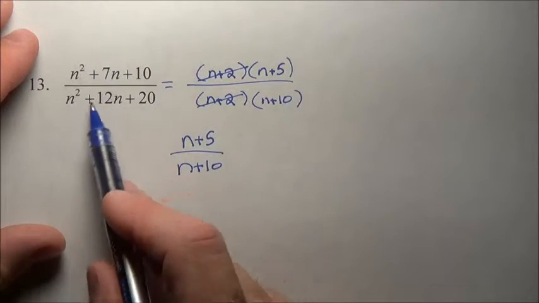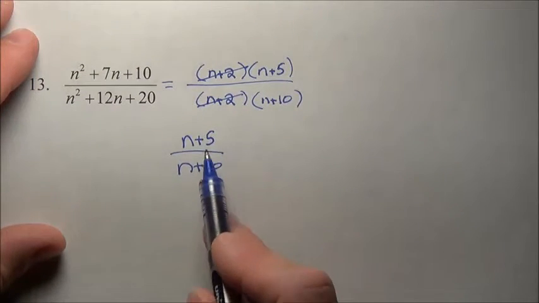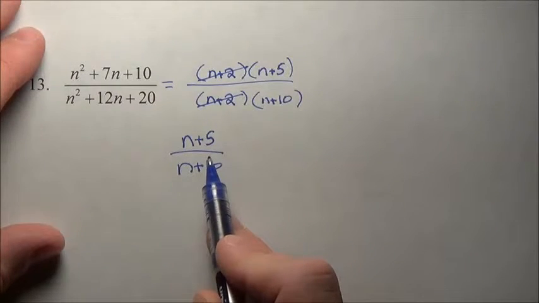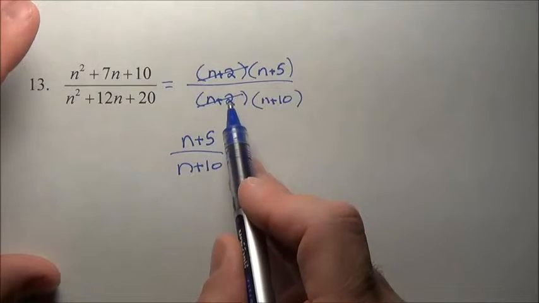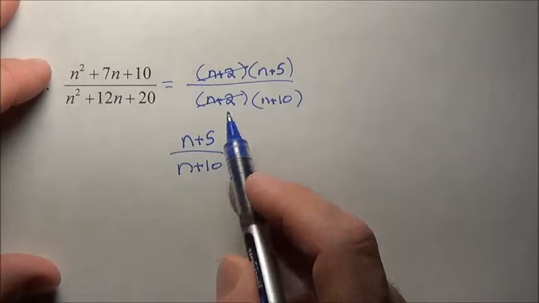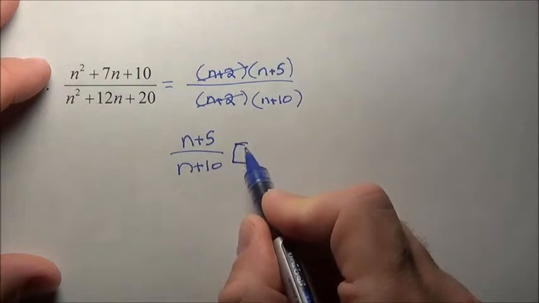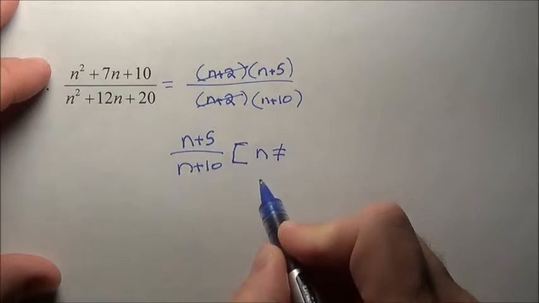So that's what this is, nothing more than this. This is much simpler, so we've simplified it. However, we've crossed n plus 2 off down here. We have to state the restriction of what n can't be.